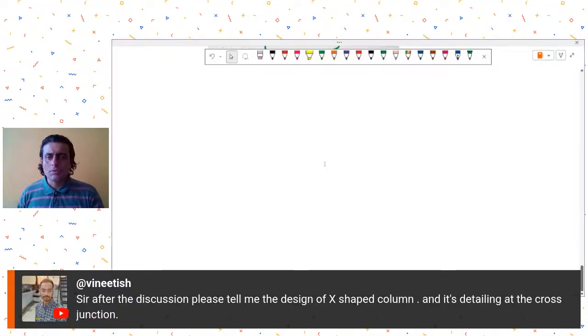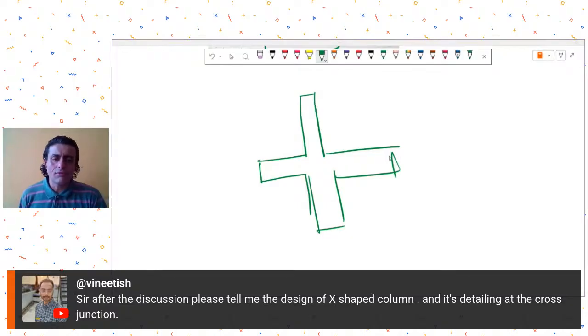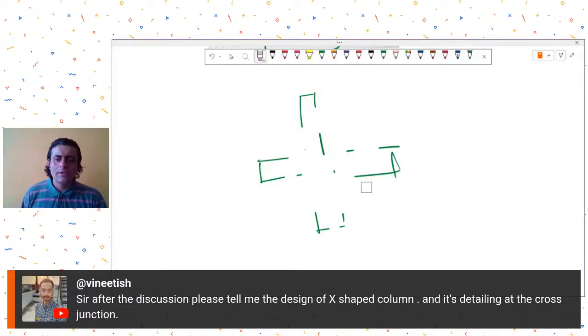So I am assuming this is an RCC. Instead of X, maybe if this was a plus shaped column. What do you mean by design of this column? For design, you need to do the normal approach that you have. You need the interaction diagram. Yeah, you need the PM interaction curve for this column design.